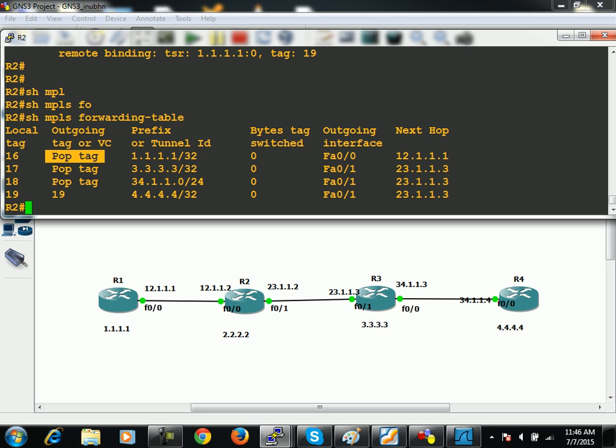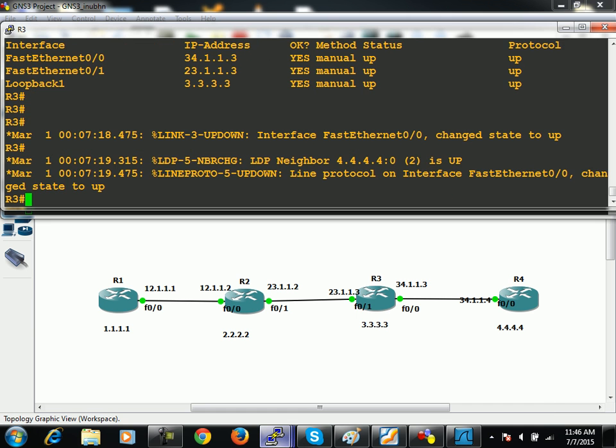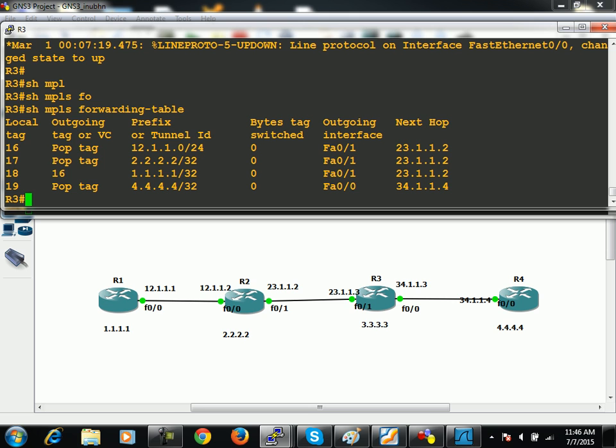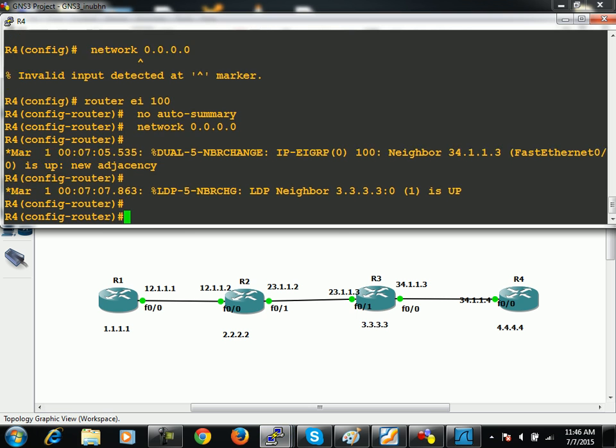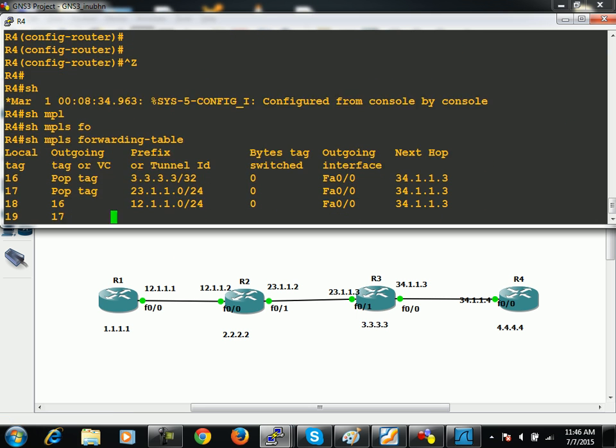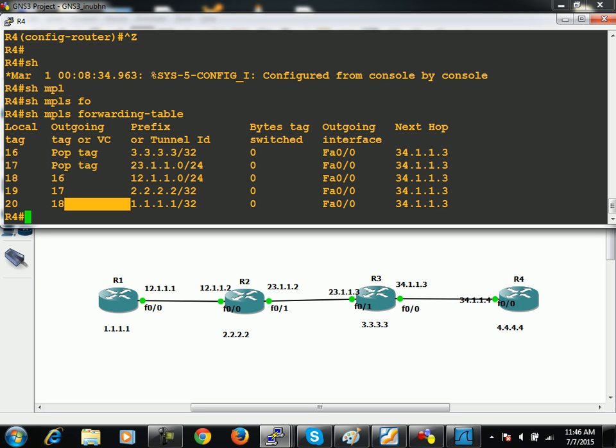Now it has generated its label as 16, so it will advertise it towards R3 with the label number 16. As you move on R3, say show MPLS forwarding table. You see, for 1.1.1.1, its outgoing label is 16, which is received from R2, and it has generated 18. So it will advertise 18 towards R4. Show MPLS forwarding table. You check that for 1.1.1.1, outgoing label is 18, whereas local label is 20.